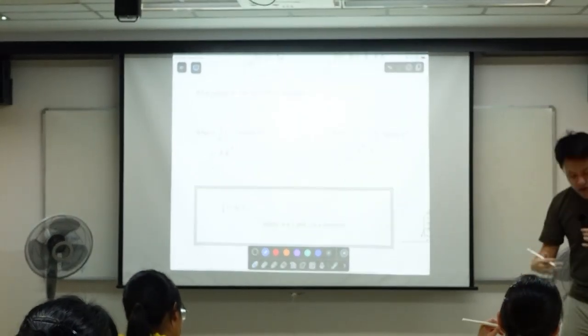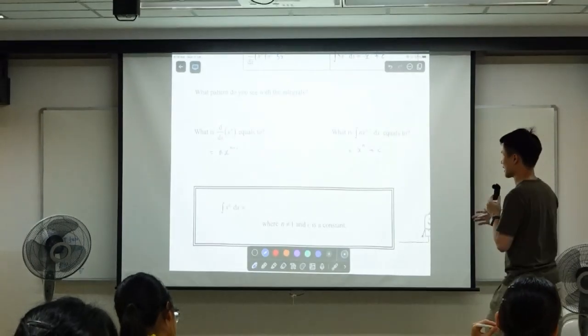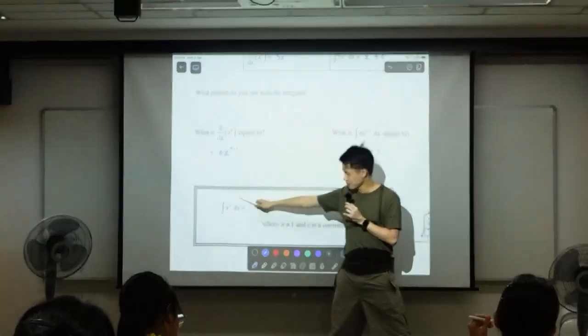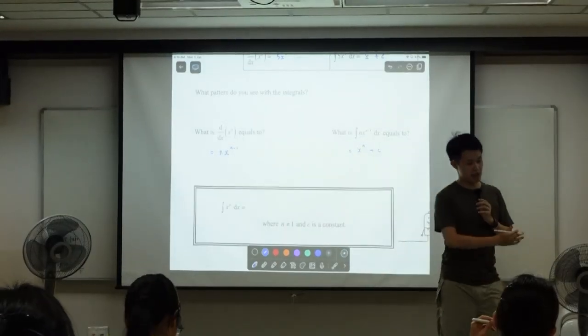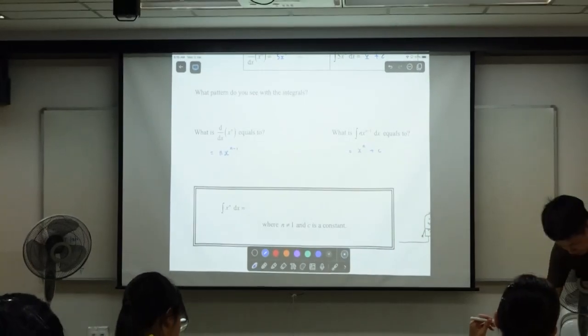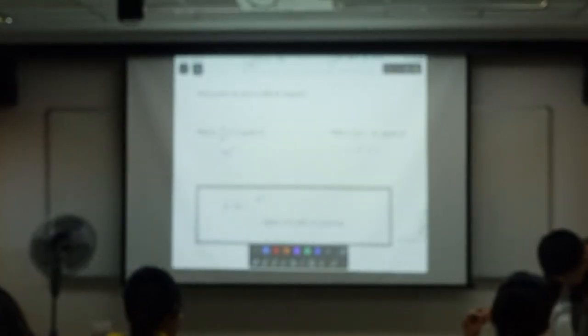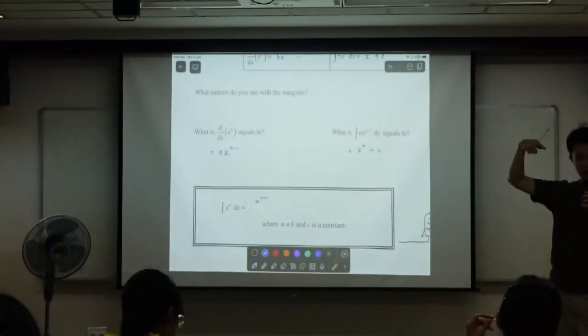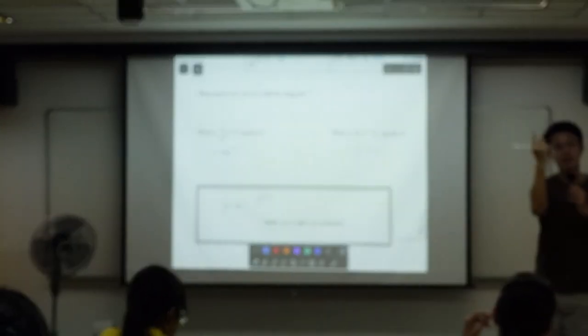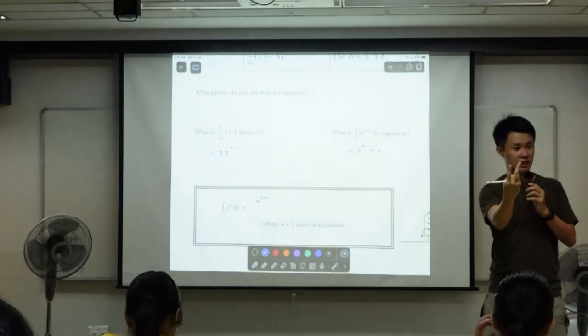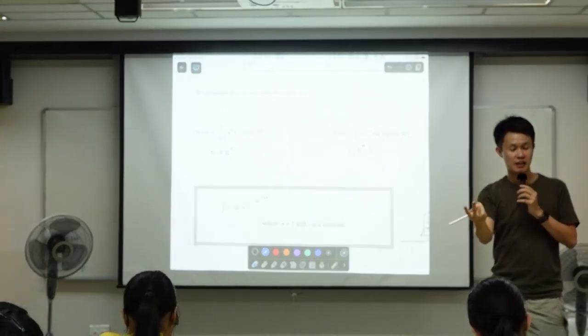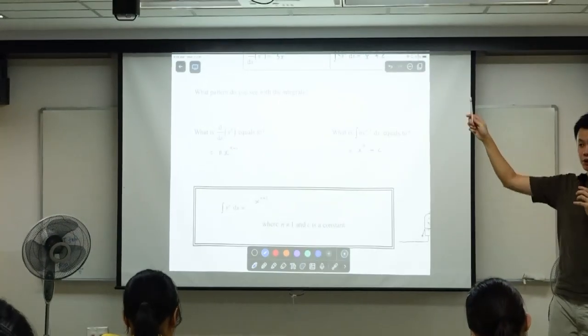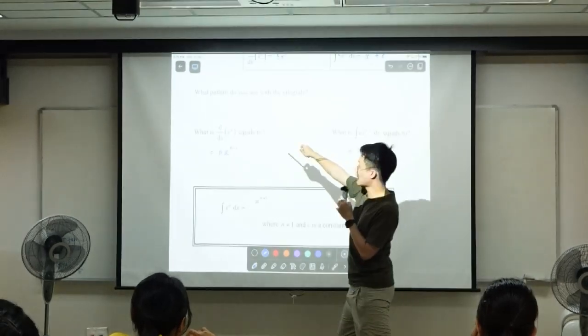Okay, so the formula is very simple. If I integrate x to the power n, a simple x to the power n function, the result is simply x to the power n plus 1. You increase the power. Remember in differentiation you decrease the power? So integration is the reverse. What's the reverse of subtracting? Adding.